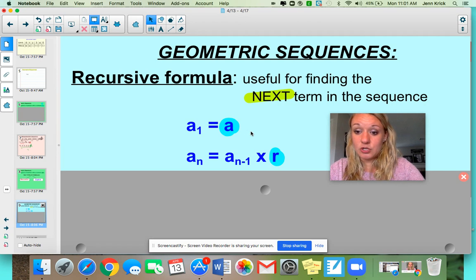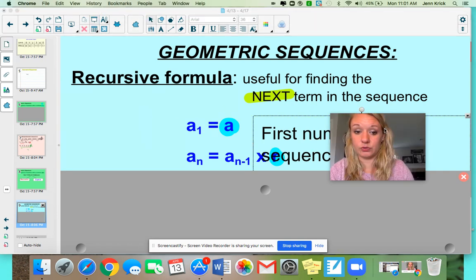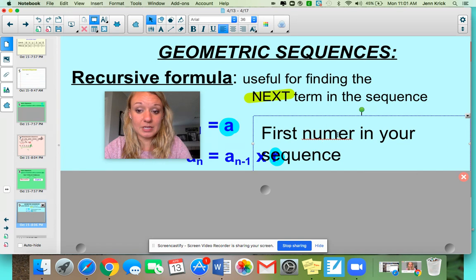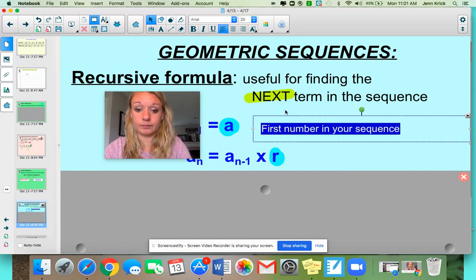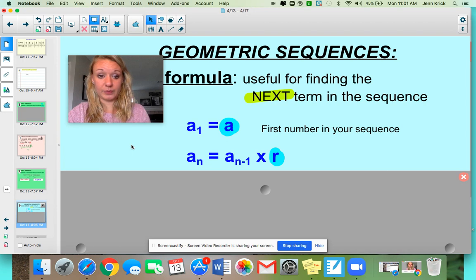The only thing that you have to fill in with numbers are the parts that are highlighted here. This A, that's going to be the first number in your sequence, and I'll move that for you in like 2 seconds. So that's going to be your first number in your sequence. And if I were you, I would annotate that in your notes as well. Okay, so if I was giving you a sequence and I asked you to write the recursive formula, you'd start with A1 equals, and then you'd plug in the first number of your sequence.